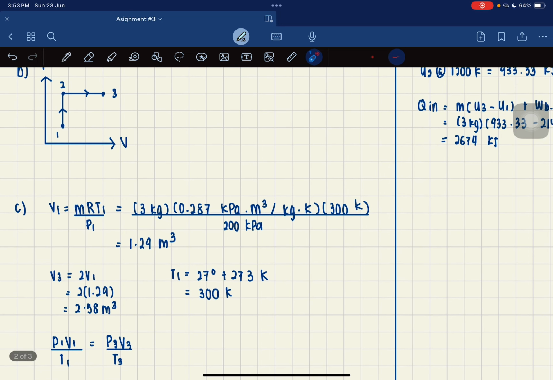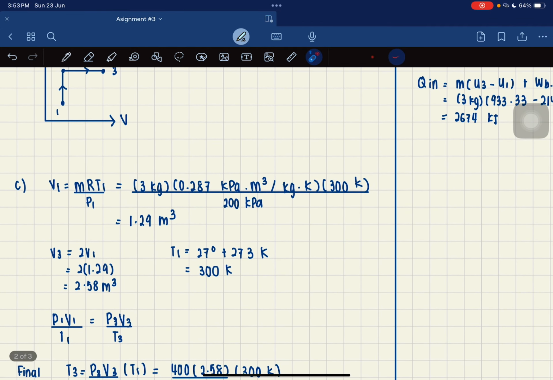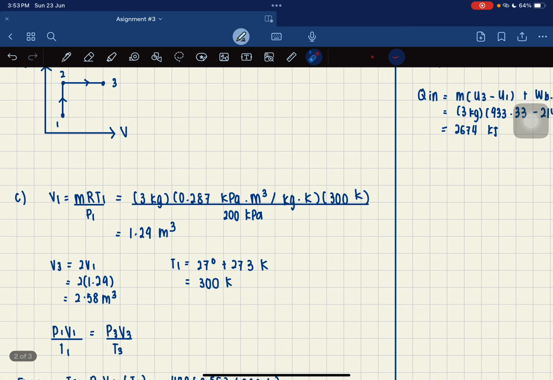For question C, determine the final temperature of the air. First we find V1 using the formula V1 equals mRT1 over P1. Then we substitute into the formula, and we take R, the gas constant, as 0.287 times the mass times the temperature that has been converted to Kelvin, divided by the pressure, 200 kilopascal. The answer we get is 1.29 meter cubed.